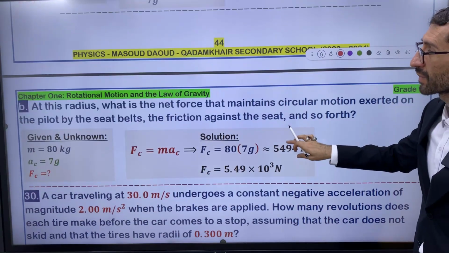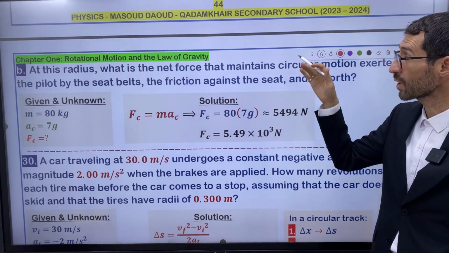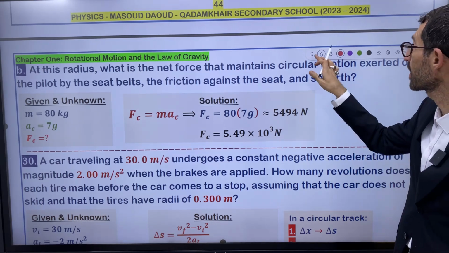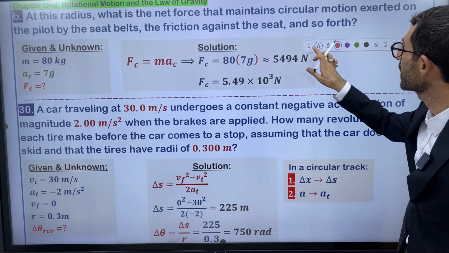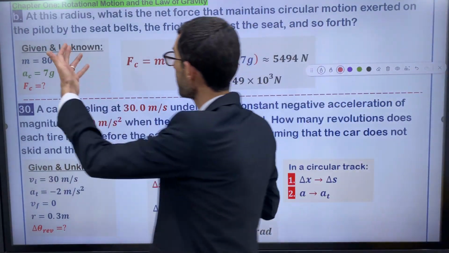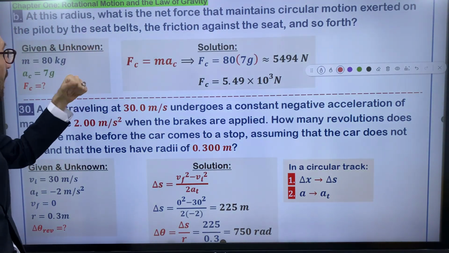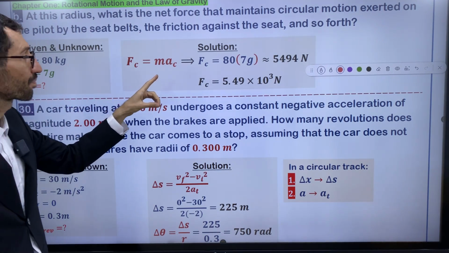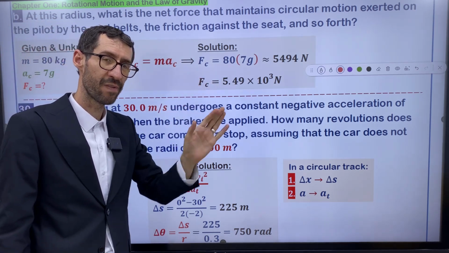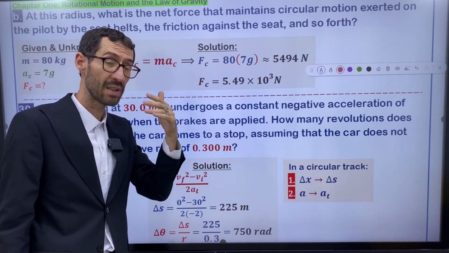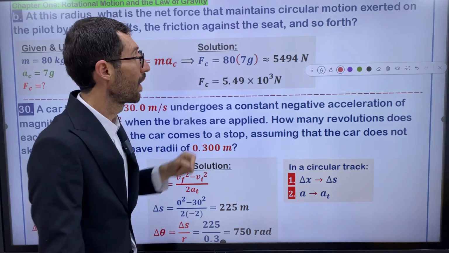Let's move on. Question 30, oh no, excuse me. This question has another part, part B. Let me read it for you. Part B says, at this radius, so we found a radius of 160.55 meters, approximately 161 meters, what's the net force?